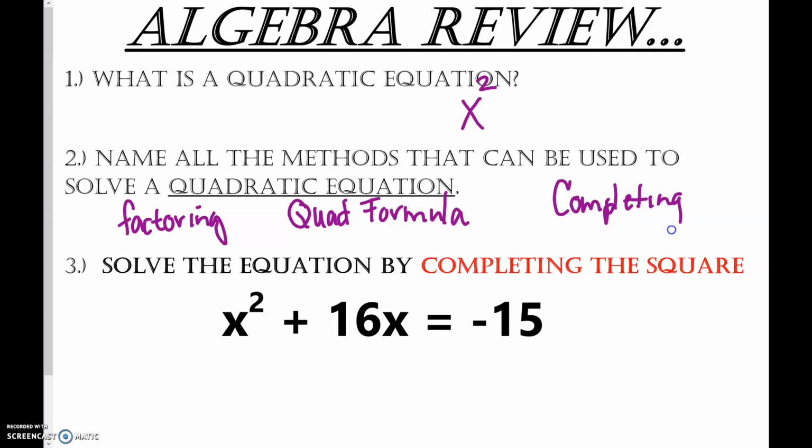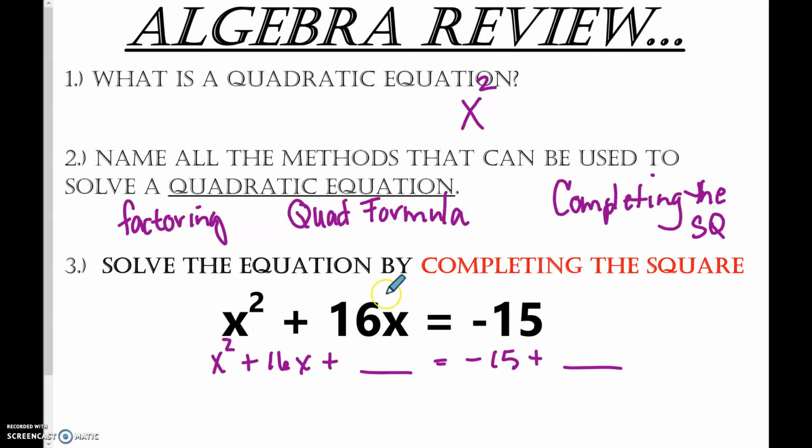So we're going to quickly review completing the square here as a quick refresher. Remember, we're going to want x squared plus 16x plus blank equals negative 15 plus blank. To fill this number in, we take 16, divide by 2, and then square it. So 16 divided by 2 is 8. 8 squared is 64. So I'm going to put 64 in each blank.